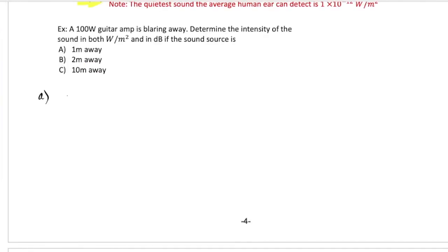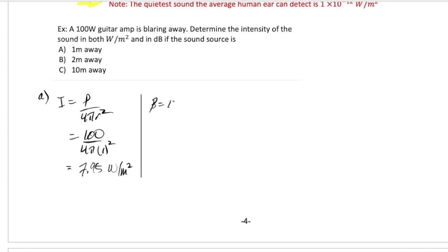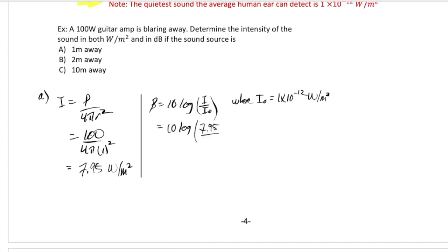So part A, intensity is equal to the power over 4 pi r squared. So that's 100 divided by 4 pi times 1 squared, and that's 7.95 watts per meter squared. Now in decibels, beta is equal to 10 log of I over I naught, where our I naught is equal to that 1 times 10 to the negative 12 watts per meter squared, because we have to compare two intensities, and we're going to compare it to the lowest that we can hear. So 7.95 divided by 1 times 10 to the negative 12. And that's 129 decibels.